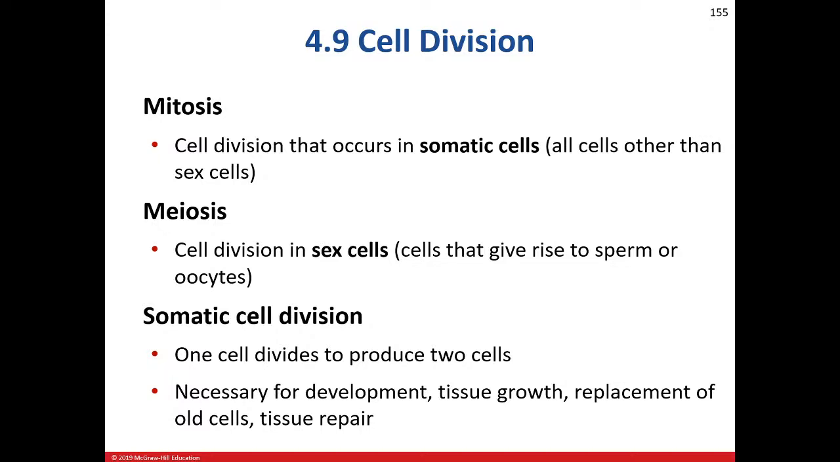All right. Somatic cell division is where one cell divides. These are your normal cells. One cell divides to produce two cells. And this is necessary for the development of tissue growth, and the replacement of old cells and tissue repair. Now, not all of your cells are going to be able to go through somatic cell division. Not all of your somatic cells can go through cell division.